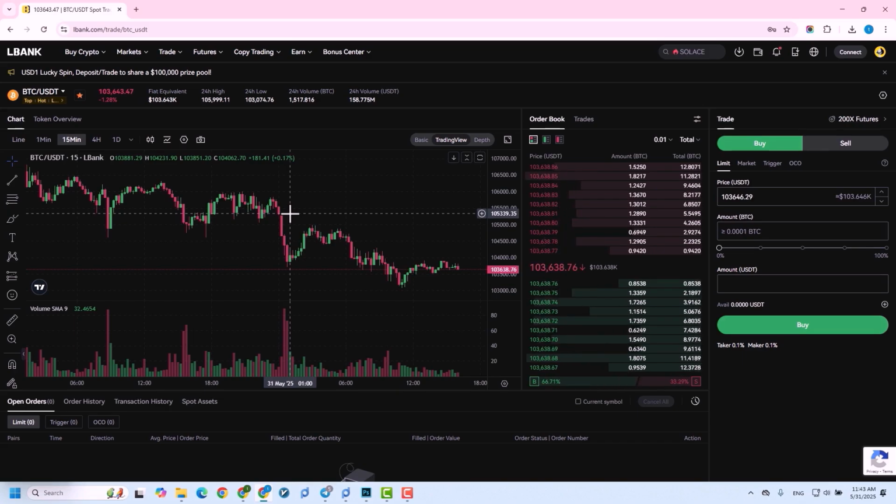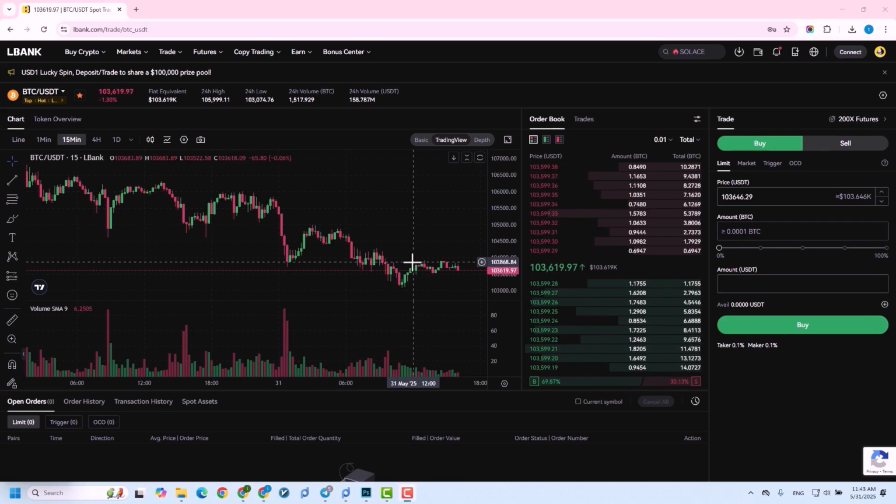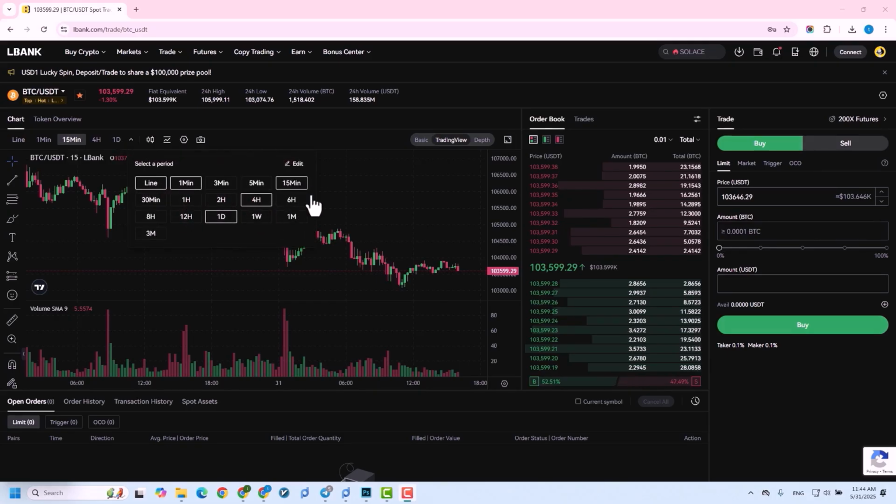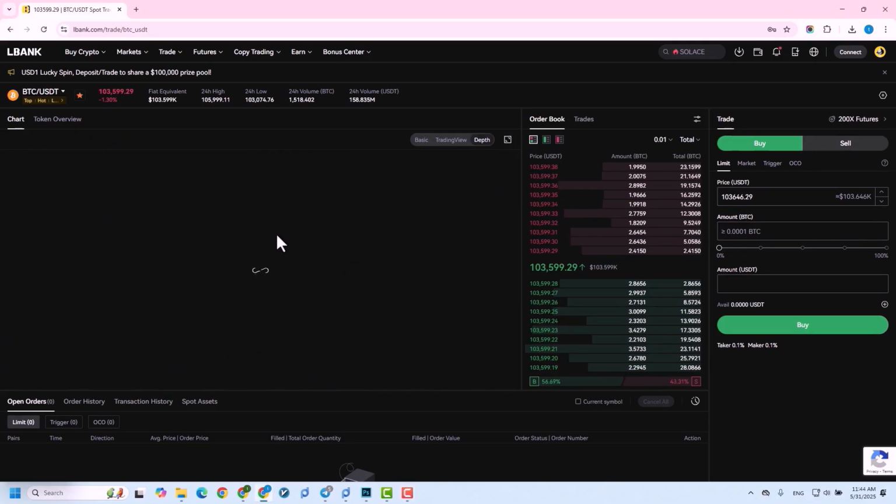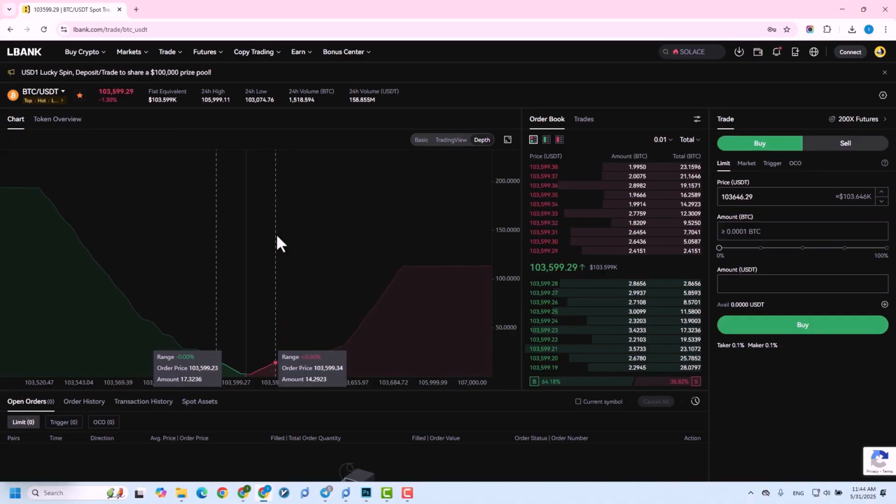on actual price changes. On this page, you can view the price chart in three modes: basic, trading view, and depth. You are able to select different time frames, such as 1 minute, 15 minutes, 4 hours, and 1 day. You can also view the market depth. By clicking this option, you can analyze the symbol under these conditions.